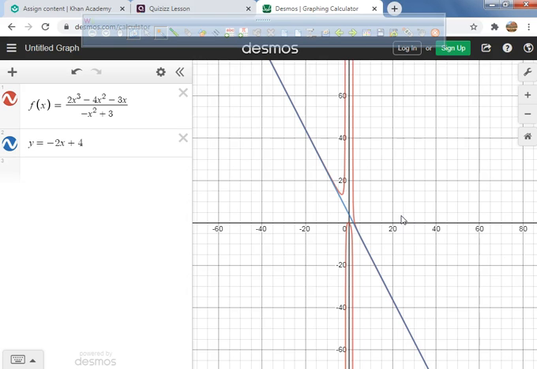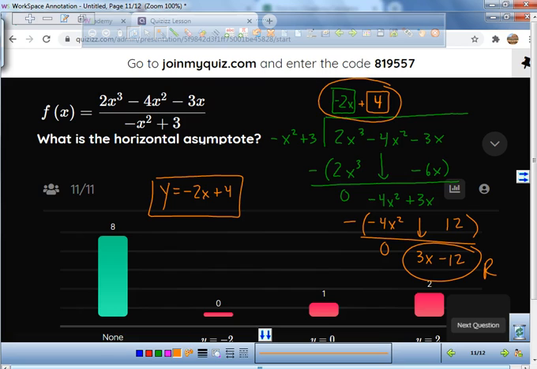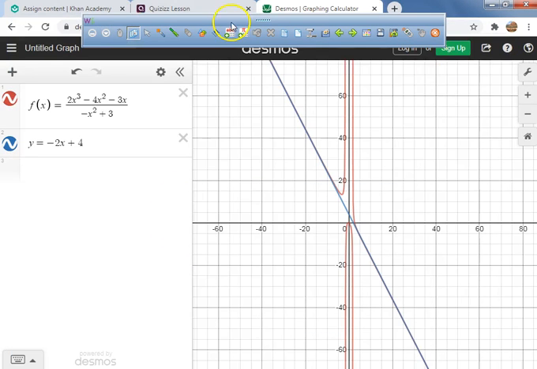Nice. Okay. So once again, how do you find your slant asymptote? You take this and divide it by this, and why did we have to use long division and we didn't use synthetic division? Because of that pesky x squared. Okay. All right. Moving on to the next problem, everybody.